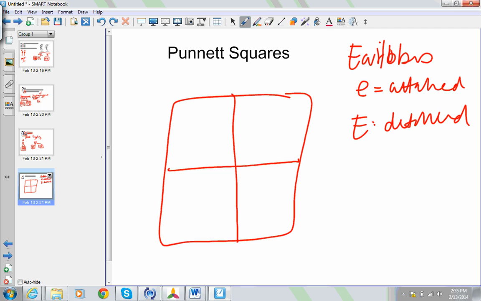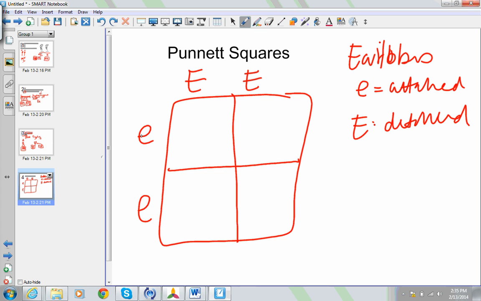Okay, and we will say that the mom here has big E, big E. So she's homozygous dominant for detached earlobes. And then the father is homozygous recessive for attached earlobes. So what we do is we're going to match these guys up.